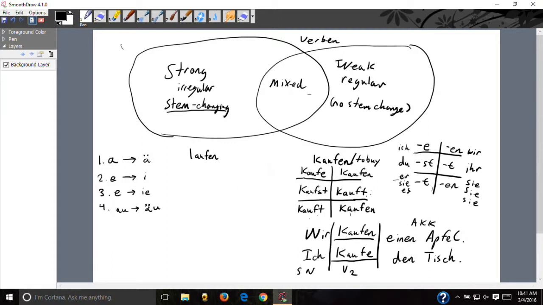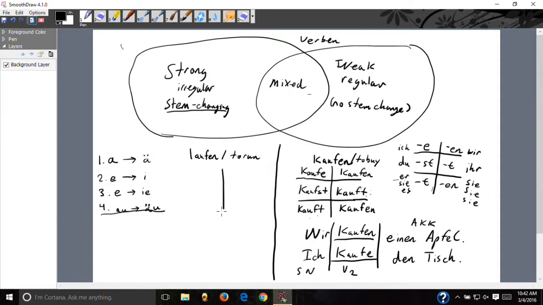Now, let's talk about over here, we have what are called strong verbs. They have irregular changes in their conjugations as opposed to the weak verbs, and they have stem changing. A stem changing vowel means that it follows one of these four patterns. And so laufen, which means to run, follows this pattern down here, number 4.